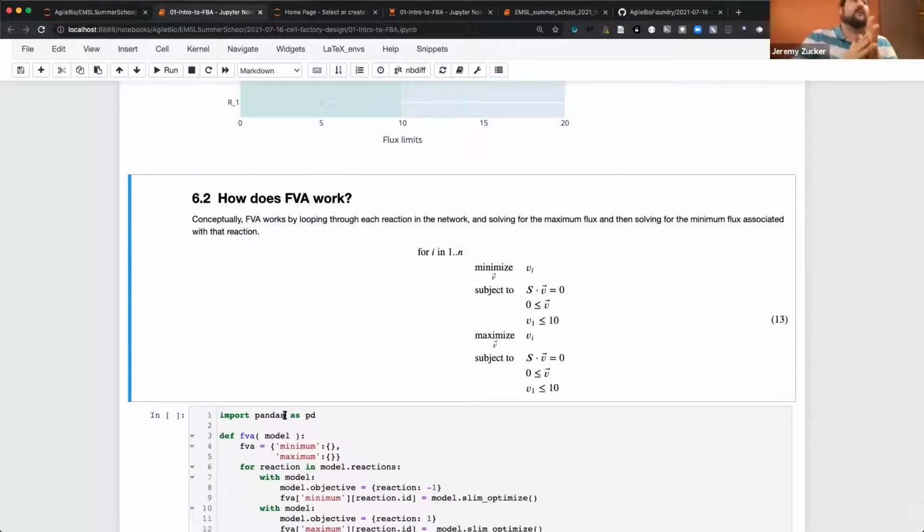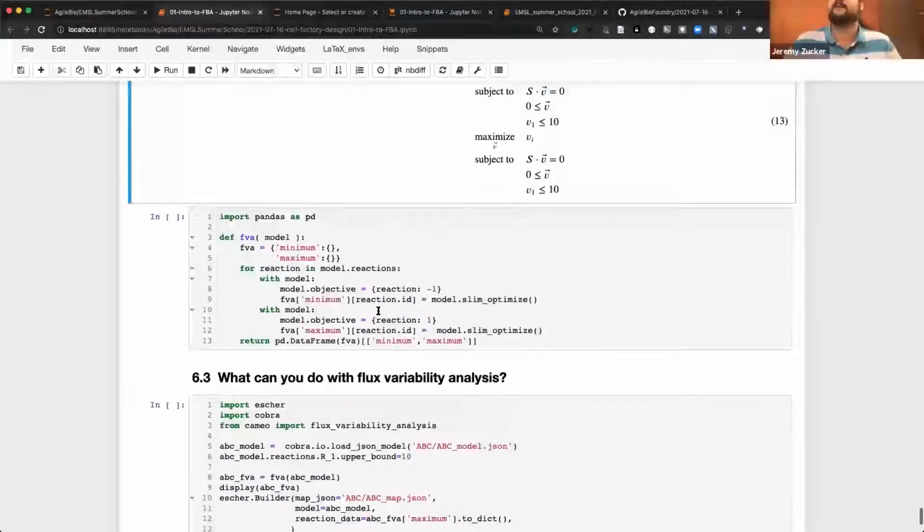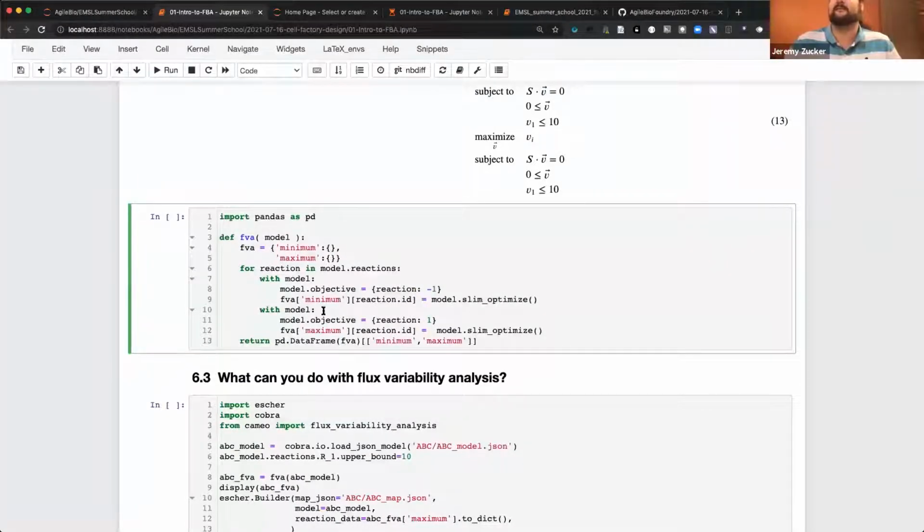So how does FVA work? Conceptually, FVA works by looping through each reaction in the network and solving for the maximum flux, and then solving for the minimum flux associated with that reaction. So we go through every single reaction, we minimize it, and then we maximize it, and we see what the differences are. This is an algorithm which does exactly that.